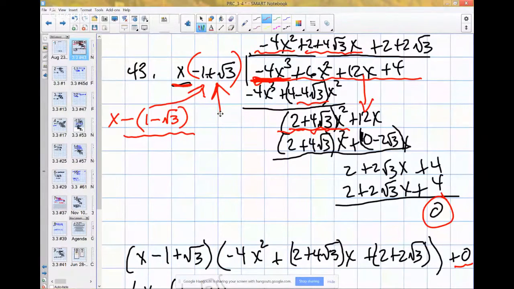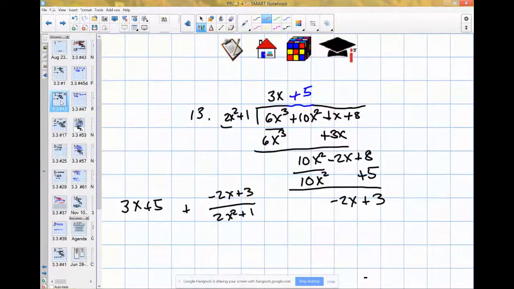All right, then I'm going to go to number 13 next, which I just got. I got that request from one of the online people. Number 13, use long division. So here they definitely want us to do the long way.